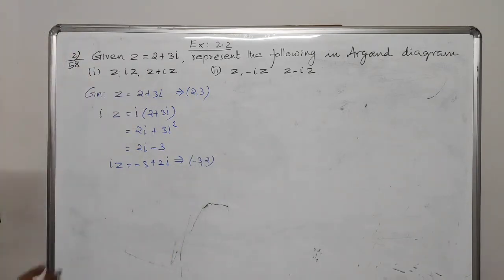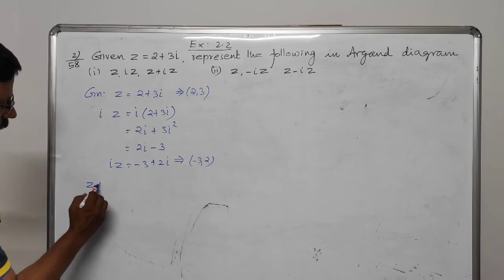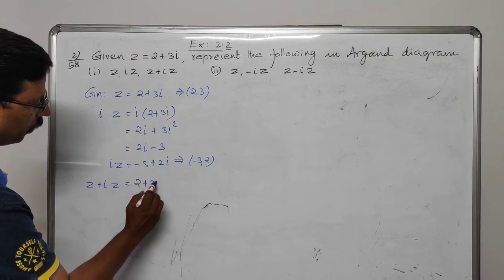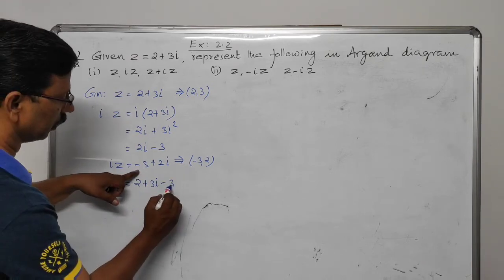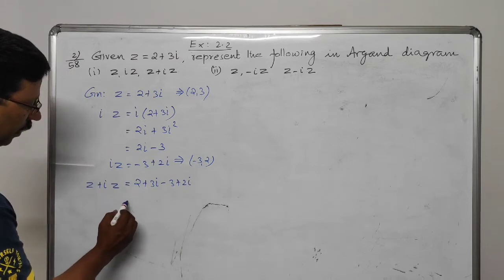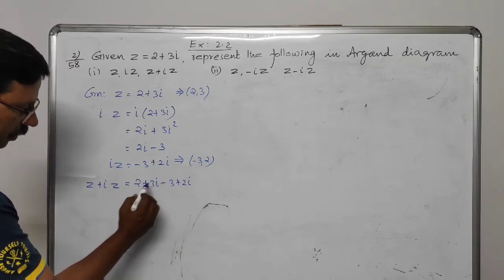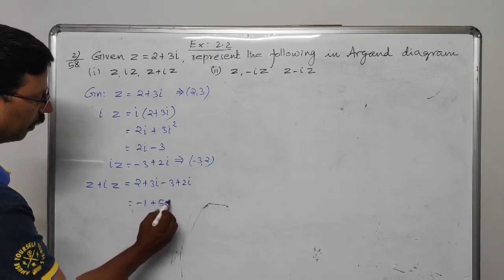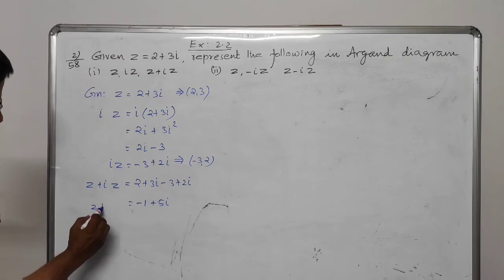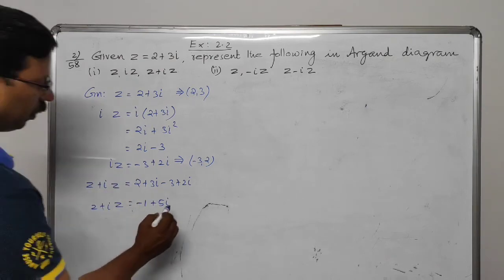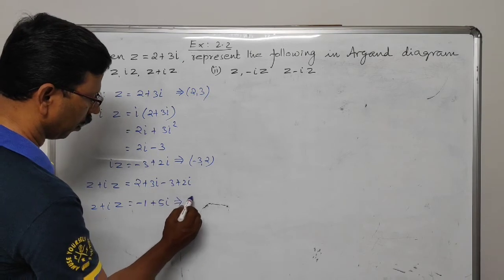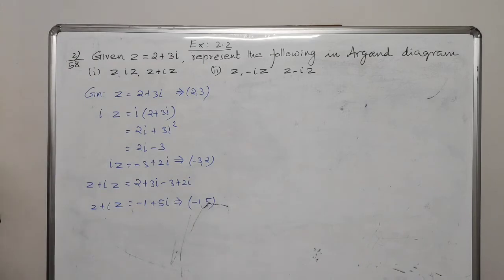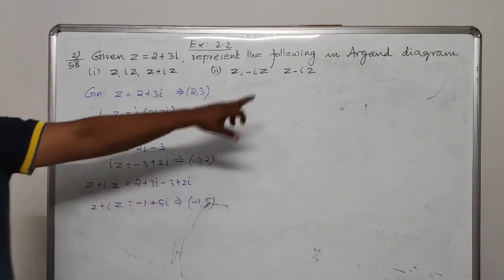Then we are coming to z plus iz. z value is 2 plus 3i. Then iz is minus 3 plus 2i. If I add these two terms, 2 minus 3 gives minus 1, then 3i plus 2i gives 5i. You can say z plus iz is equal to this. If you represent this as a point, you get the coordinates minus 1, 5. Now these things we can plot in the Argand diagram.